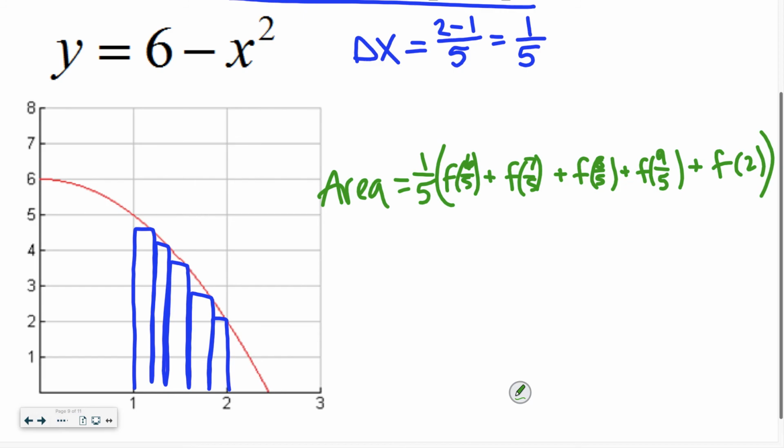Now it's a matter of you plugging and chugging. 6 minus 6/5 squared, what's that number? And add it to 6 minus 7/5 squared, and what's that number? And add it to 6 minus 8/5 squared, and what's that number? It's a lot of you punching numbers into the calculator in order to get your answer. Once you set up, it's plugging and chugging. Quite literally.